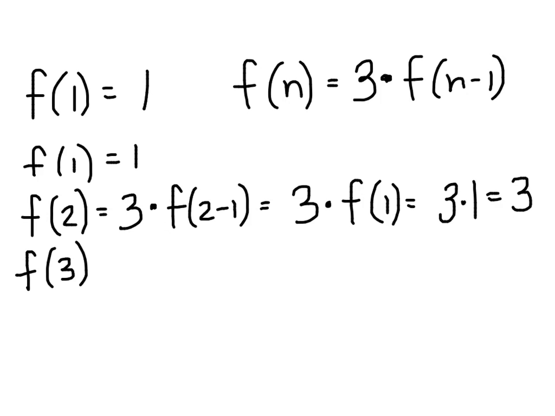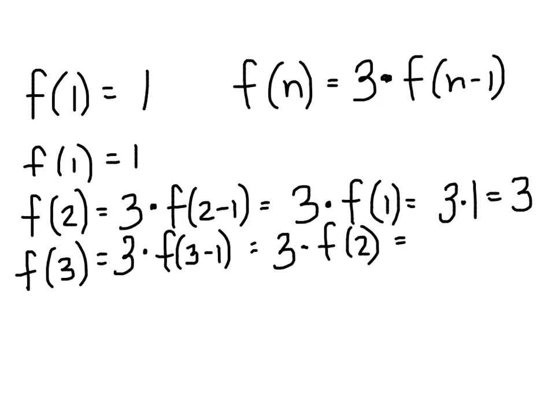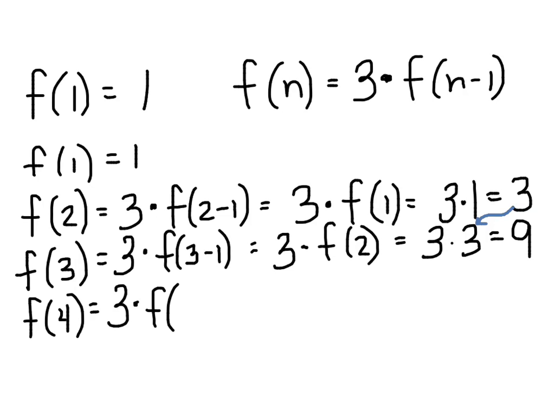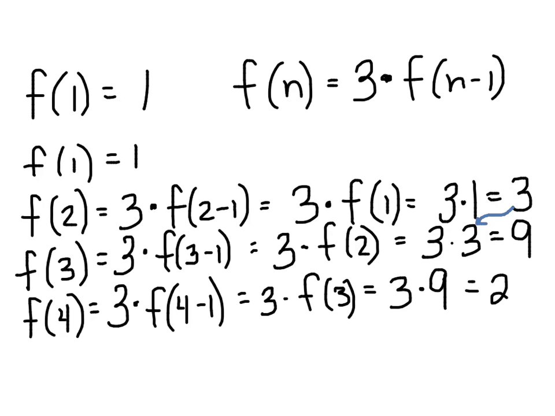So if I go f of 3, that says 3 times f of 3 minus 1. Well, 3 minus 1 is 2, so f of 2. So I end up with 3 times 3, or 9. Again, what's happening is I'm putting the previous answer in to get the next number. Just to give you one more, if I do f of 4, that's 3 times f of 4 minus 1, which equals 3 times f of 3, which we just found was 9, and 3 times 9 is 27.